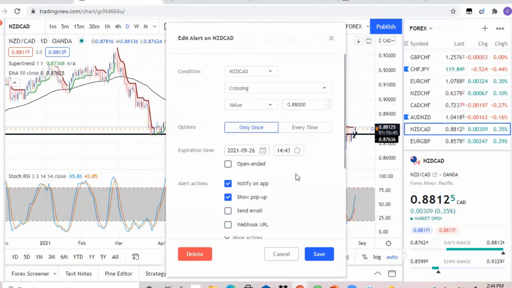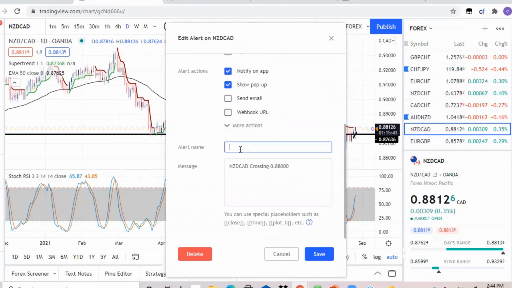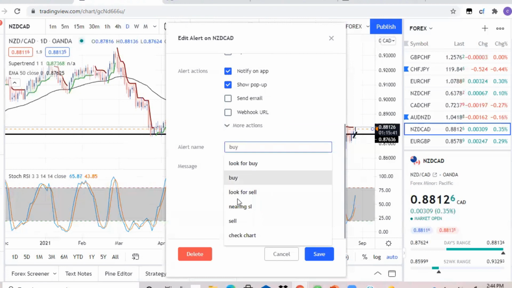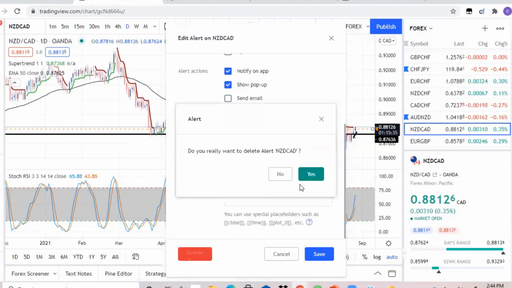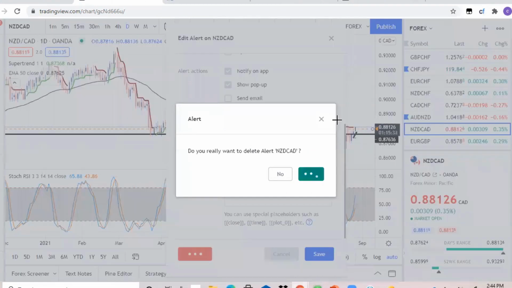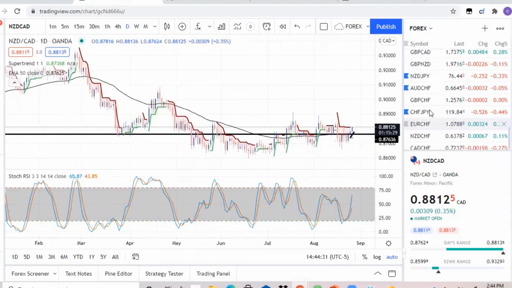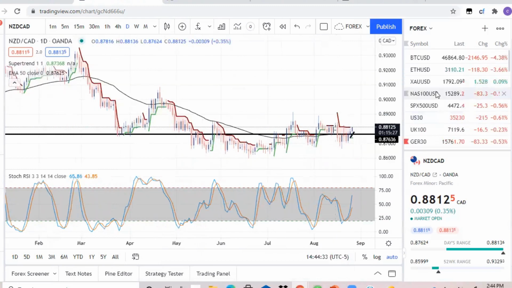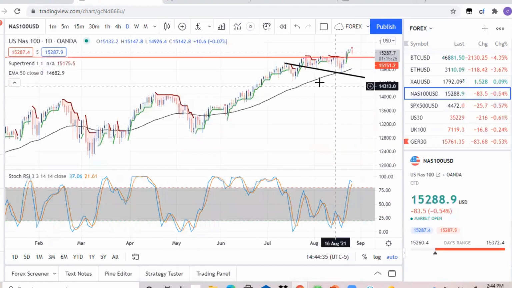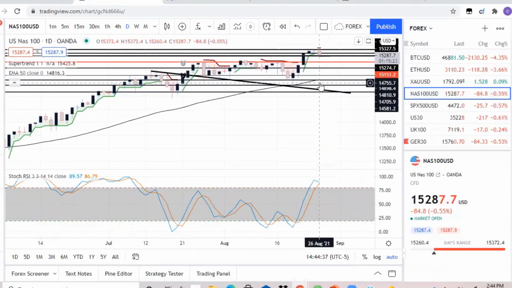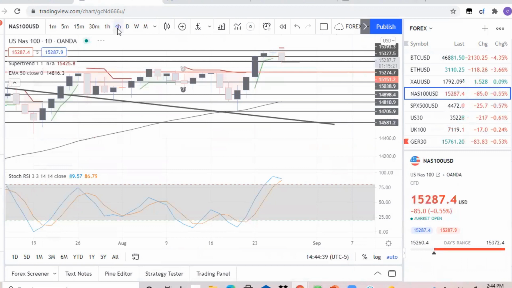And you could even type it in right here. So alert name, look for buy, look for sell, or remind yourself when it's nearing your stop loss and things such as that. Very nice tool. One of my favorites so far. Definitely what I use the most, to be honest. But yeah, that's what I suggest using for that.